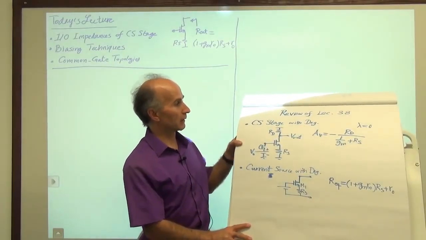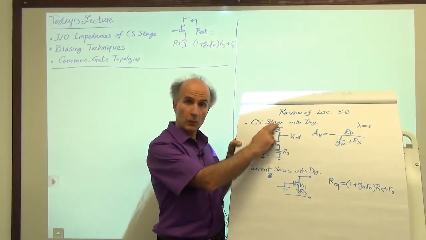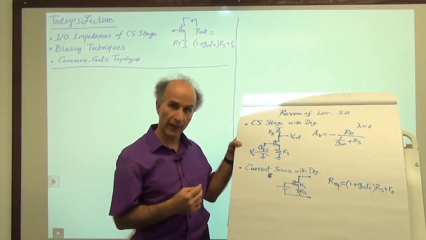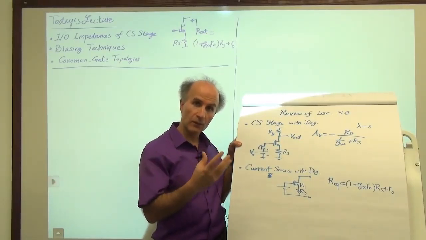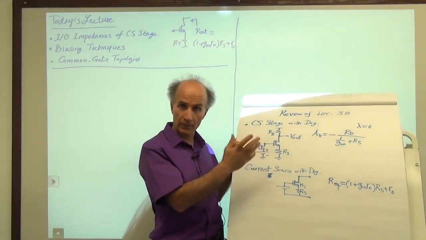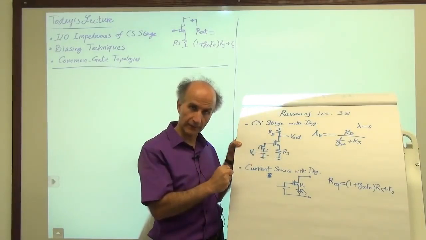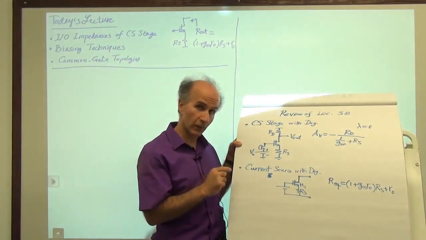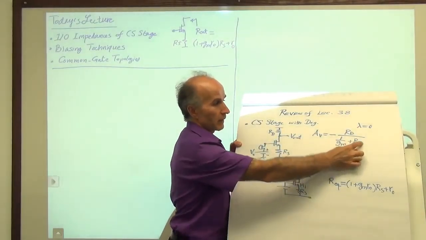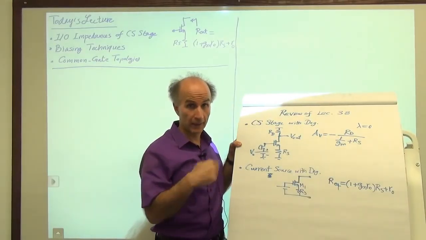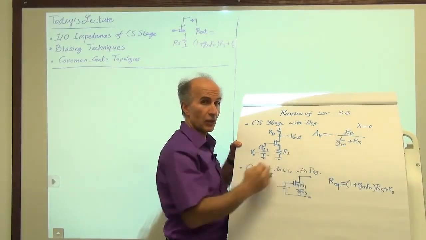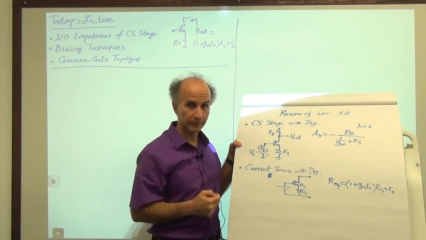Here's what we concluded. We looked at the common source stage with degeneration, with the resistor tied between the source and ground. And we saw that this resistor reduces the sensitivity of the circuit to various factors such as temperature and process and supply voltage, etc. But it also reduces the gain of the circuit. As we can see in this equation with lambda equals 0, the gain is reduced because we have an RS in the denominator. And it is in fact this RS that tends to swamp out the variations in GM and give us a more stable gain.